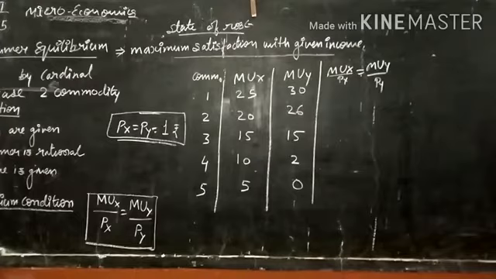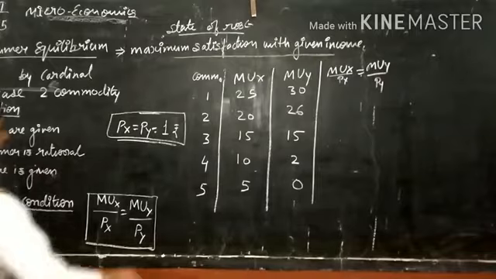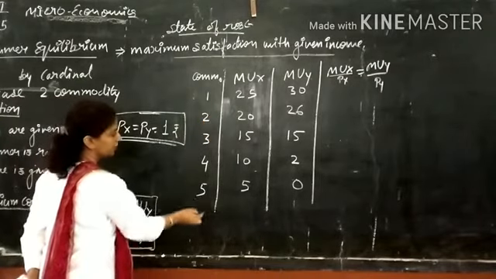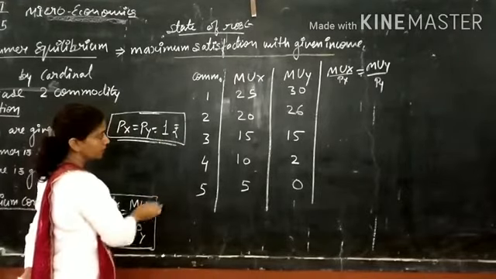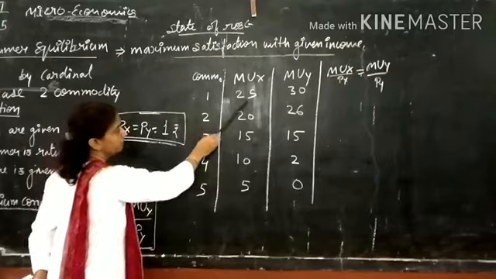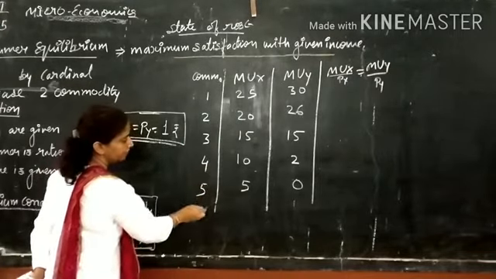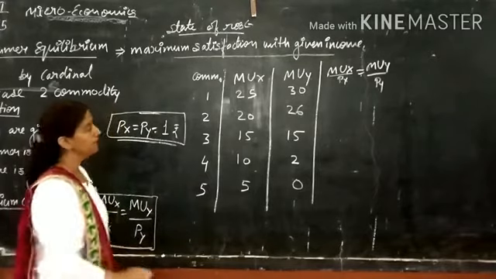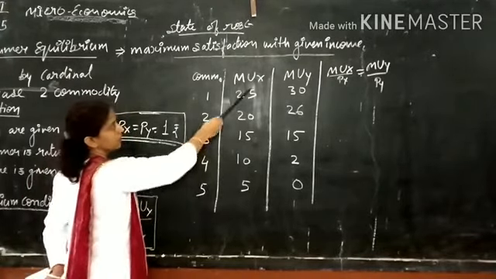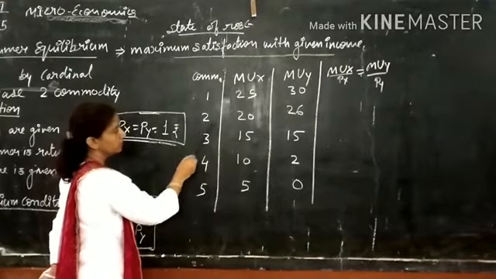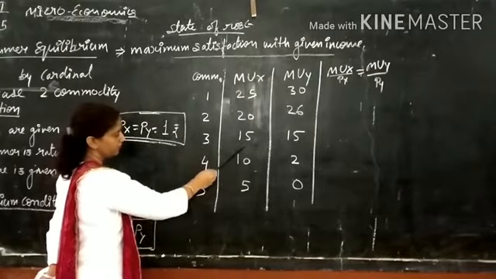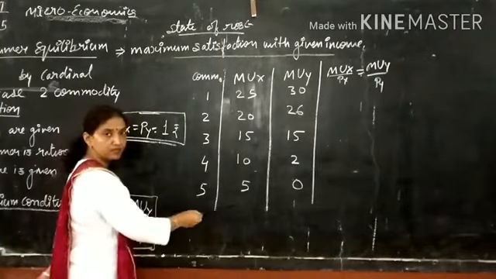The commodities consumed are 1, 2, 3, 4 and 5 units, and the other column is for the marginal utility of X. The marginal utilities of X at consumption levels of 1, 2, 3, 4 and 5 units are 25, 20, 15, 10 and 5 utils. When the consumer is consuming 1 unit, he is getting 25 utils. At 2 units, 20 utils. At 3 units, 15 utils. At 4 units, 10 utils, and at 5 units, 5 utils.